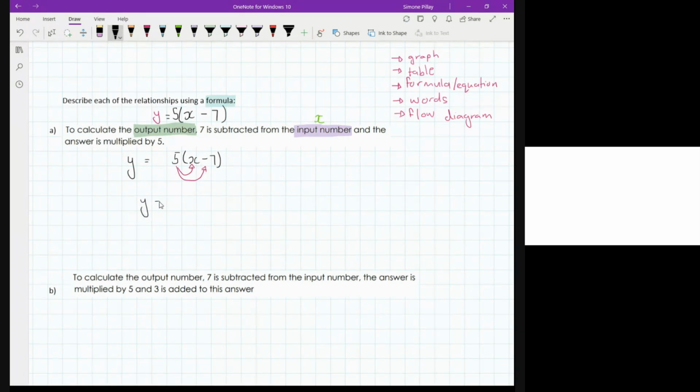5x with negative 35. Beautiful. So that is now my formula.